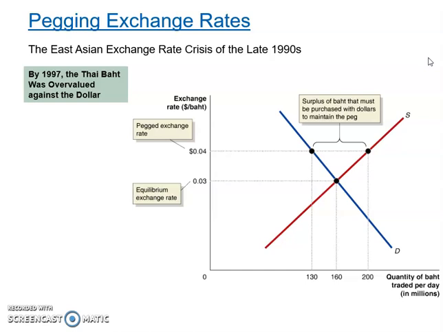So let's take a look at the Thai baht. And in this market, we have relative to the US dollar the demand curve for Thai baht and the supply curve of Thai baht, and then dollars per Thai baht. So the floating exchange rate would be 3 cents. That would be no currency manipulation.